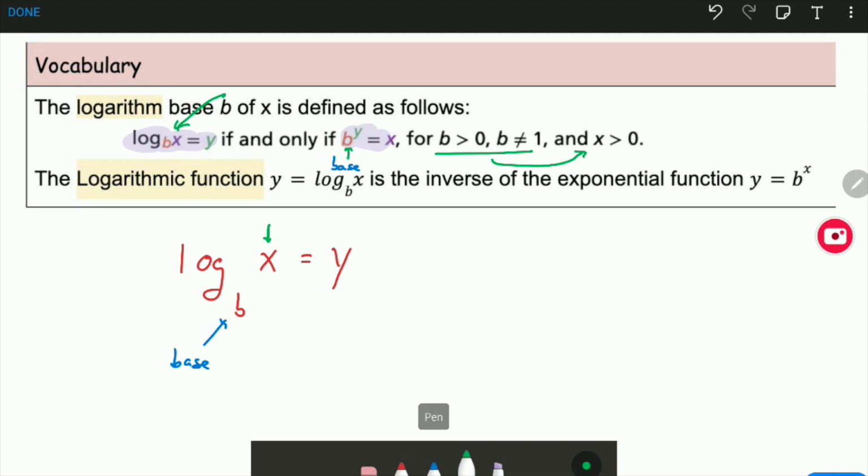The x here, which is what's inside the logarithm, is the result of the exponential. So you can see that is right here by itself, the result of the exponential. And the last thing, the y, is the exponent in the exponential. Logarithms essentially tell you what power you raise the base to get the specified number. The result of a logarithm is the exponent.